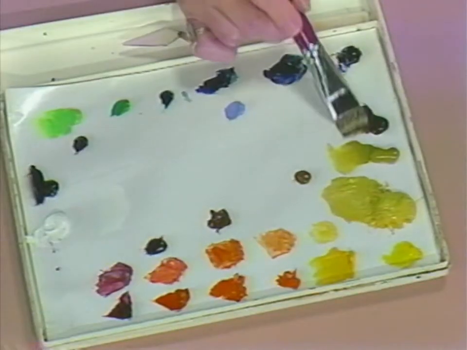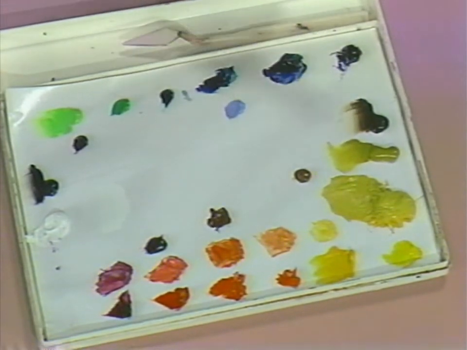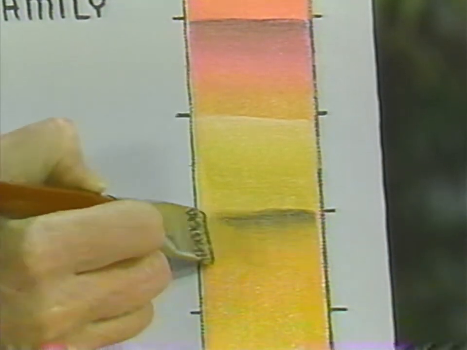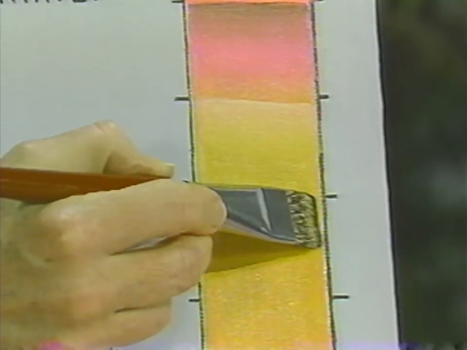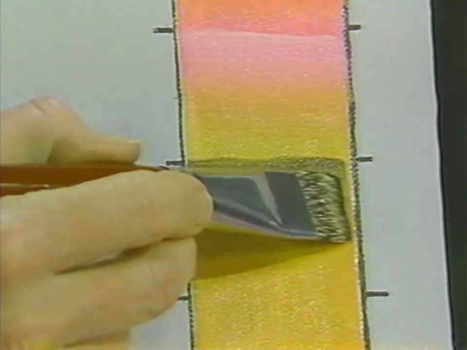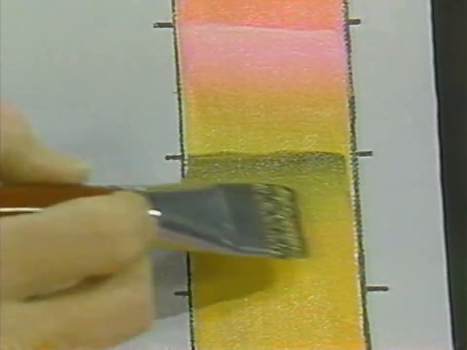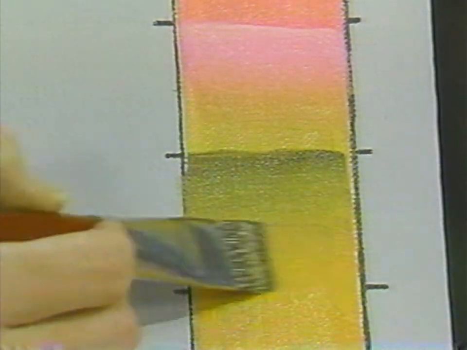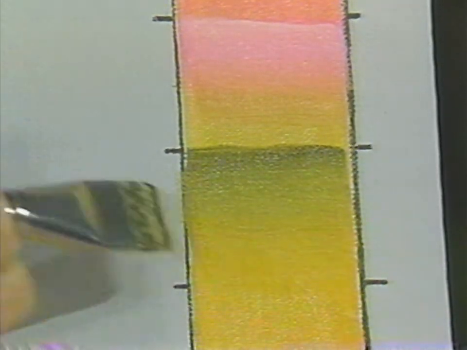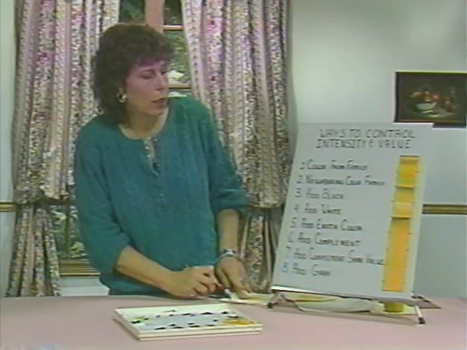Now, raw umber is a dark value, low intensity yellow. You can see it on the palette. When I add it to this, I can expect these things to happen. Raw umber is going to turn Naples yellow, number one, darker in value. And as I come down, you can see that the Naples yellow is much less intense, not as bright and vivid as it was. So I've lowered the intensity. What have I done with the color? It's still yellow, isn't it? It's just not a real bright, pretty, clear yellow. So adding an earth color is one of the choices that you have for controlling value and intensity.